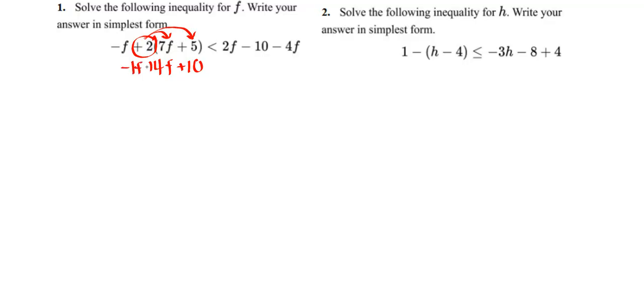I'm going to put a negative 1f. I feel like more people like to see that. So I've got negative 1f. I'm going to put a plus sign in front of the 14f. Plus 10 is less than 2f minus 10 minus 4f.